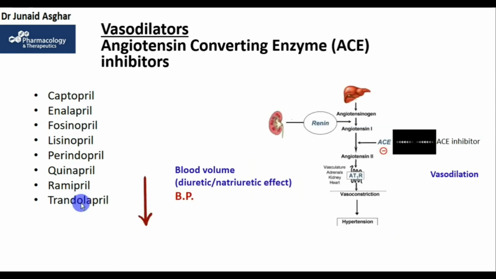Now the ACE inhibitors are considered as the first-line therapy in treatment of stage 1 hypertension. They may also be used in secondary hypertension caused by renal artery stenosis. I must mention that the angiotensin converting enzyme is also known as ACE. Therefore, these drugs will be called ACE inhibitors.